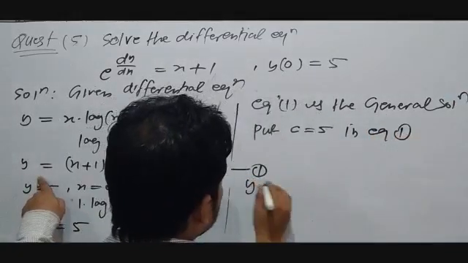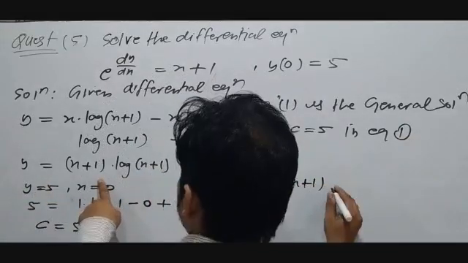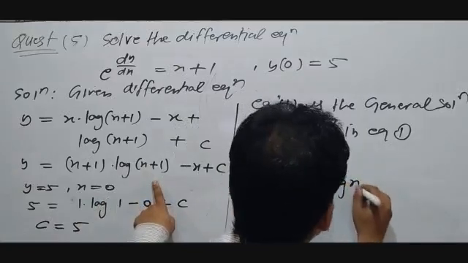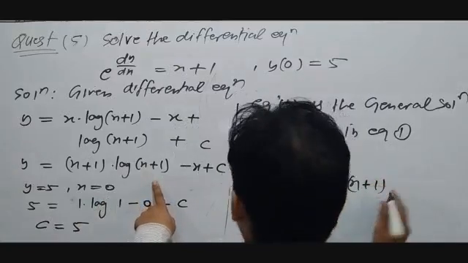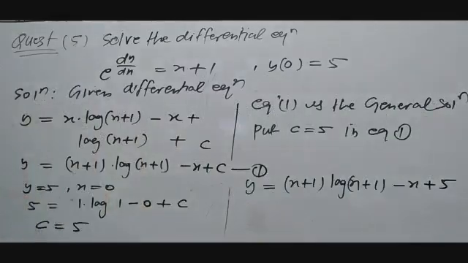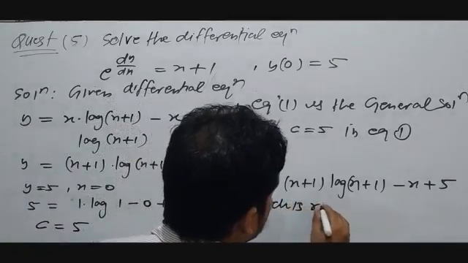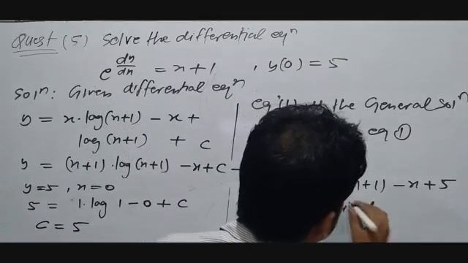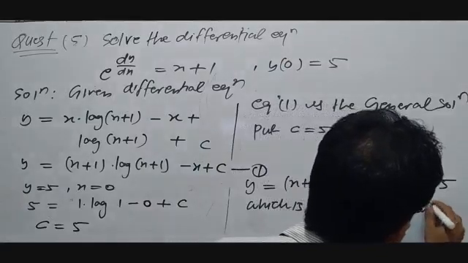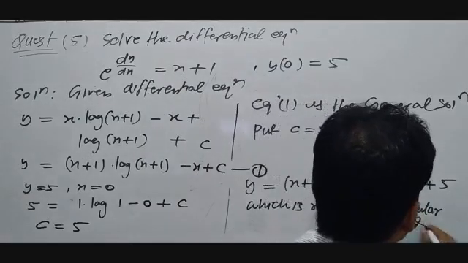Then what will you get as the result? y is equal to x plus 1 log of x plus 1 minus x plus 5. This will be the particular solution, which is the required particular solution. Now this is the answer.